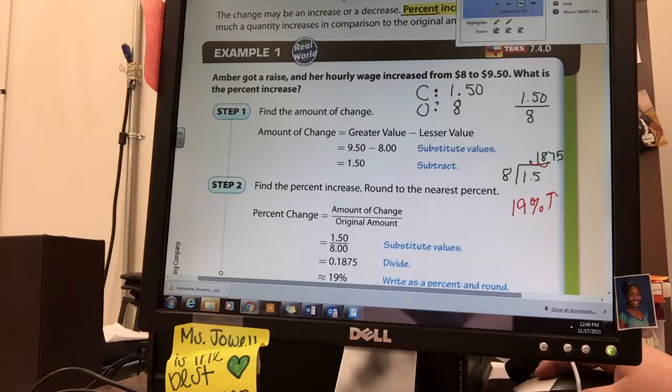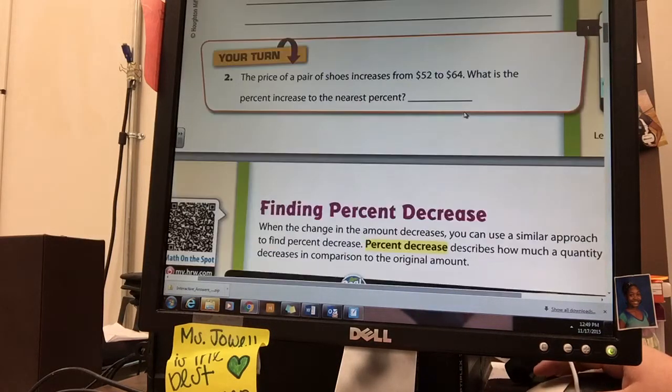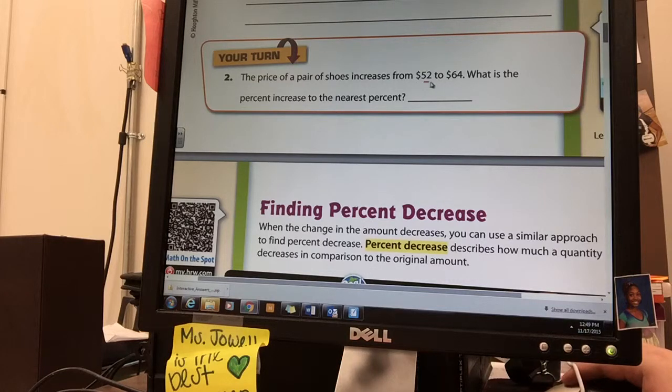Okay, let's look at another example of this. So I'm going to scroll down. And let's look at number 2. A price of a pair of shoes increases from 52 to 64. What is the percent increase? So I need to find out how much did it change. Well, from 52 to 64 is a $12 increase. So I'm going to say it's a 12 change. Okay. My original, so that first number, is 52. So change over original.